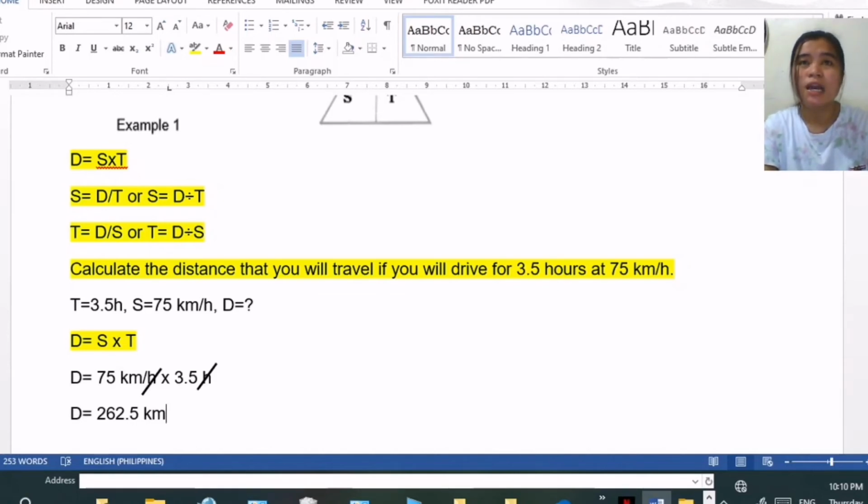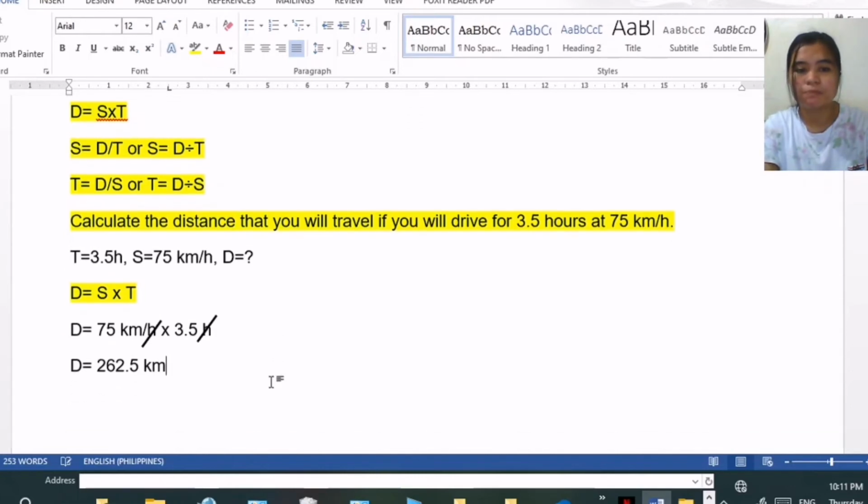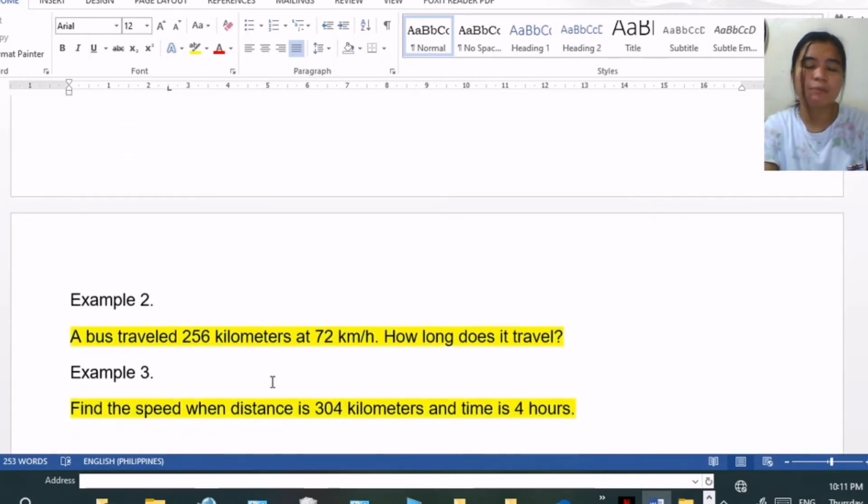So, ibig sabihin, yung mga unit niyan, it can be kilometer, meter, centimeter, or millimeter po. Okay po? So, dahil nga ganyan, we have to cancel the hour and then yung maiiwan na lang na unit is kilometer. So, our answer for that is 262.5 kilometers. Okay po. So, ganyan lang po mag-compute ng distance. Just multiply the speed and then the time. Then, don't forget to write the unit. Okay po. And then, let's move on to example number 2.